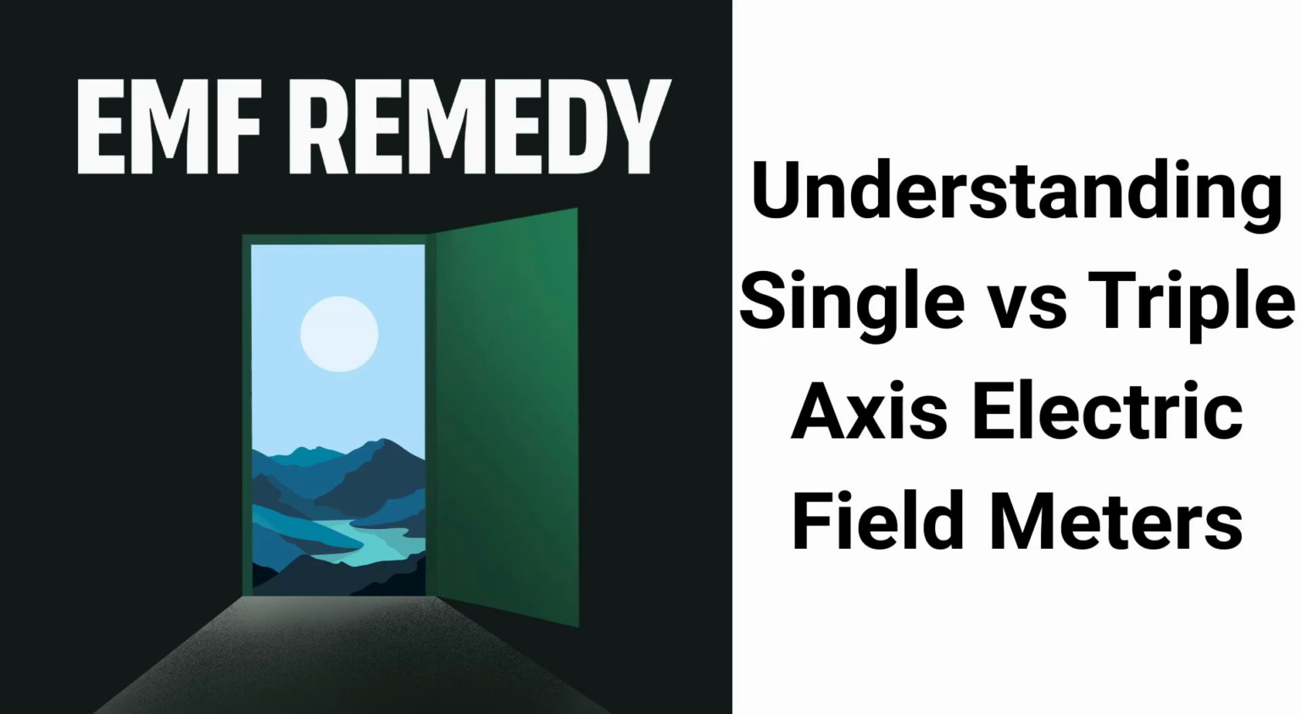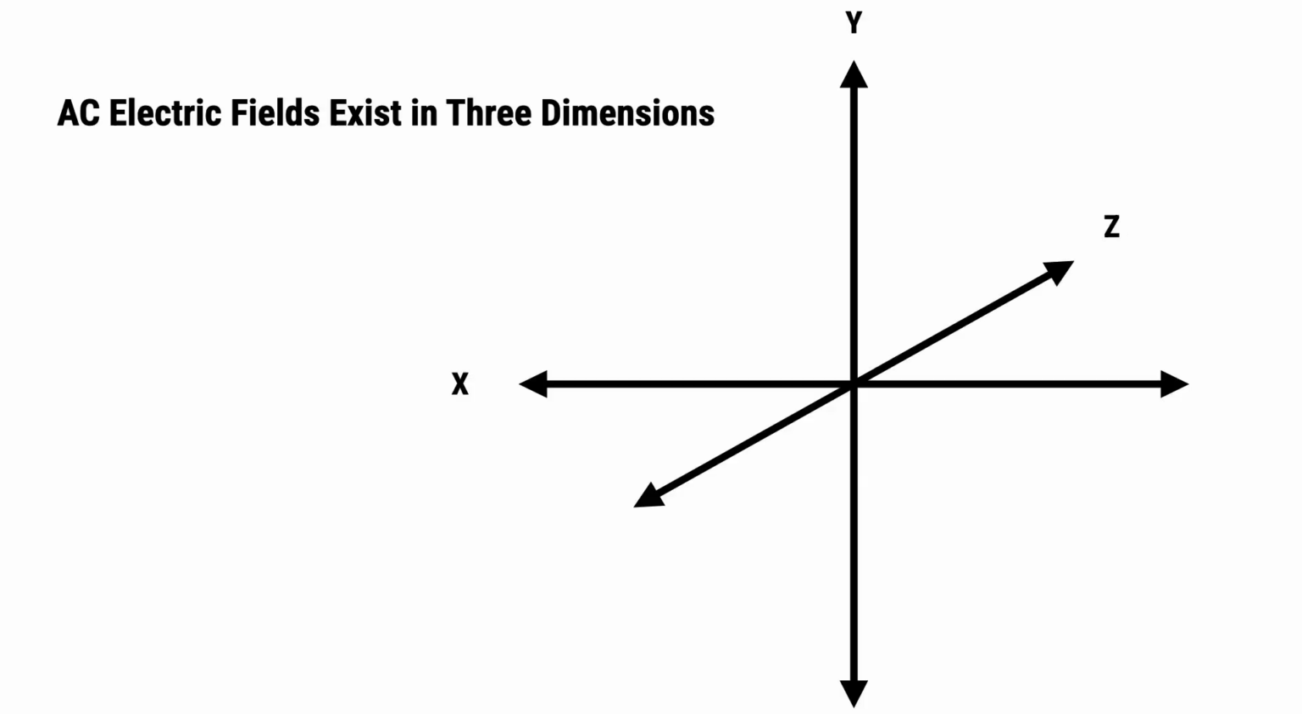My friends, we're going to look very quickly at a very important topic, understanding the difference between single and triple axis AC electric field meters. The problem of assessing electric fields is a three-dimensional problem. We need to look in the X, the Y, and the Z axes.